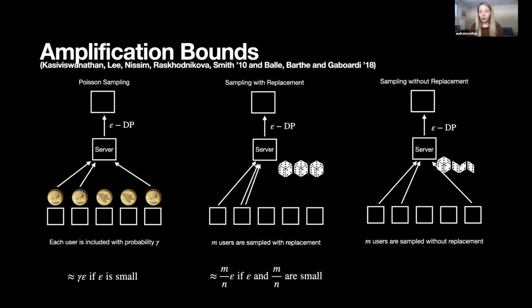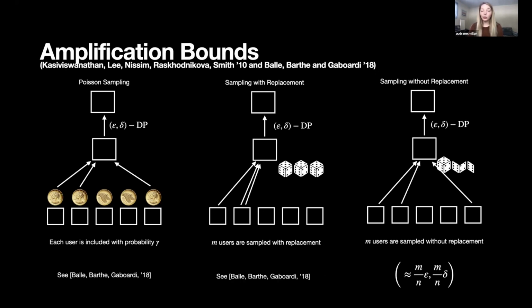And the same thing happens for sampling with replacement. This one's a little bit more complicated. I also need the fraction of people contributing their data to be quite small. So n here is the size of my data set. And so I get about the fraction of people contributing their data times epsilon as my privacy guarantee. And the same for sampling without replacement, I also get m over n times epsilon. Okay, I can do the same thing for epsilon delta differential privacy.